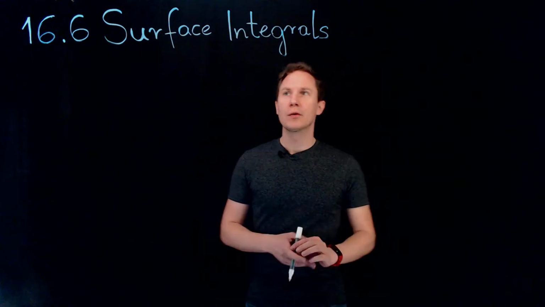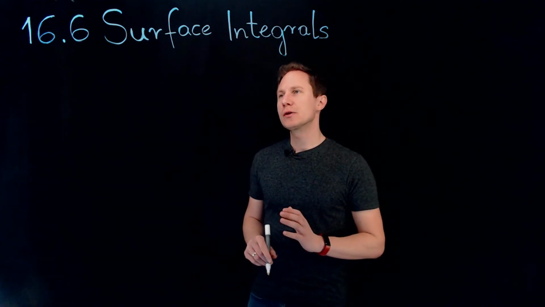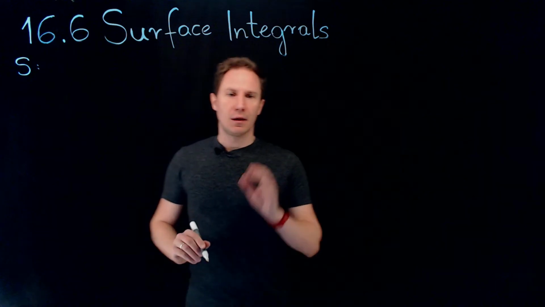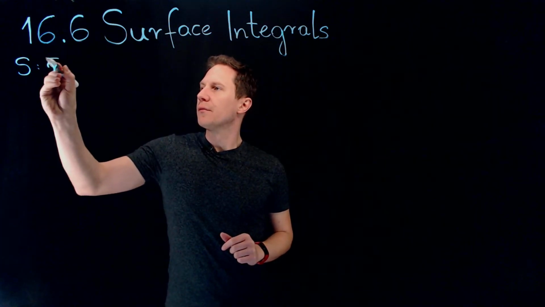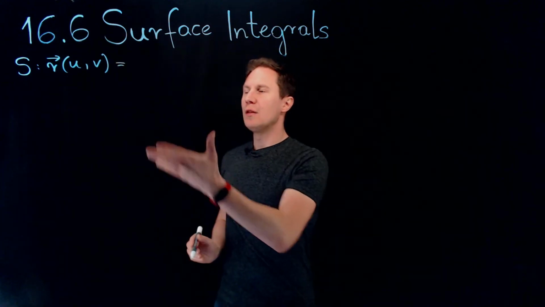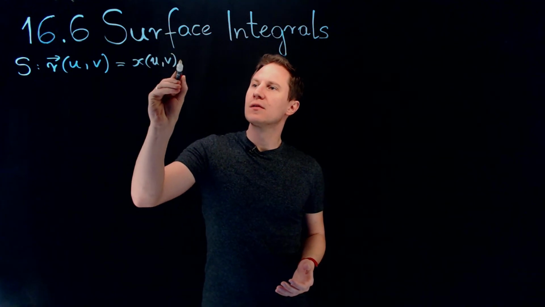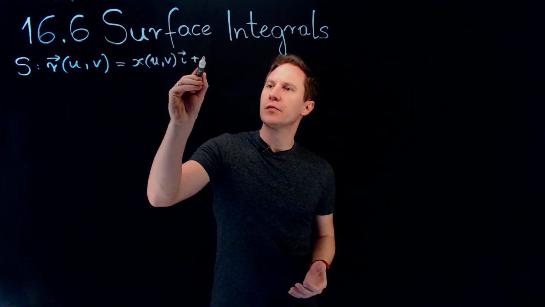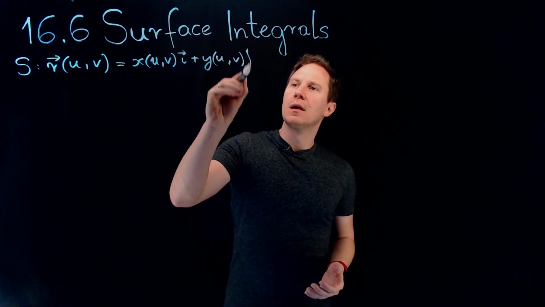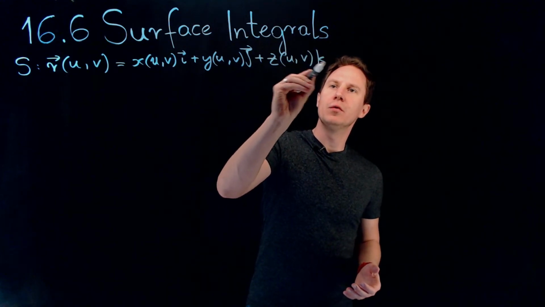In this video, we'll talk about surface integrals of functions and vector fields. Let's start with functions. Imagine that you have a surface in space given by a vector function of two variables or parameters, u and v. Each component of this vector function depends on u and v. So x, y, and z are all functions of two variables, u and v.